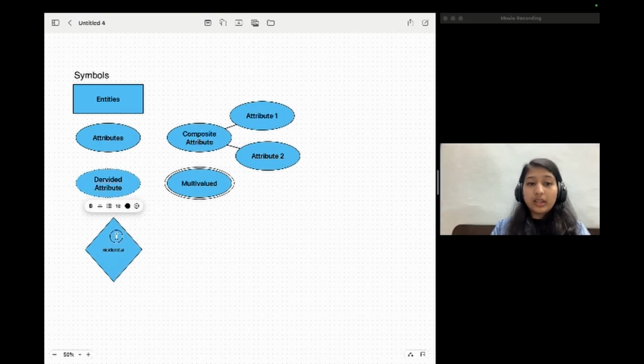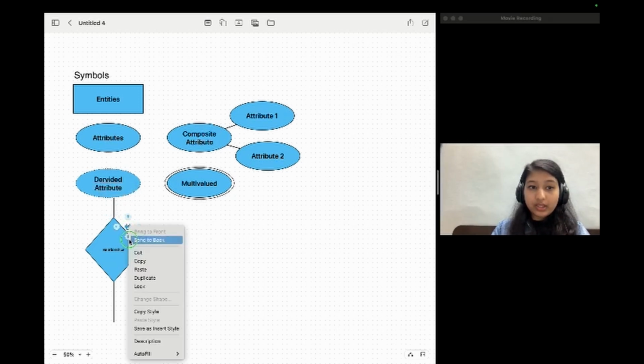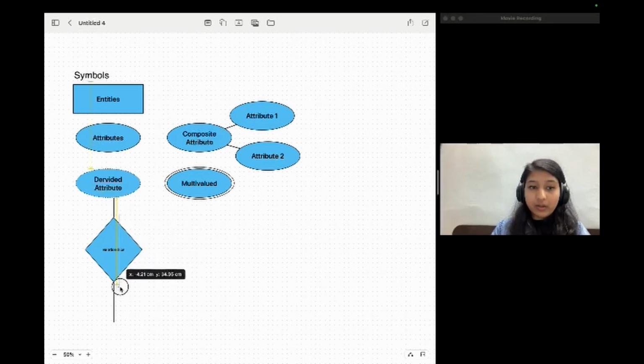And if you have to tell which relationship it is, one to many or many to one, you have to write it above this. If it is one to many, just write one here, and on the other side write many. So this is a one to many relationship.